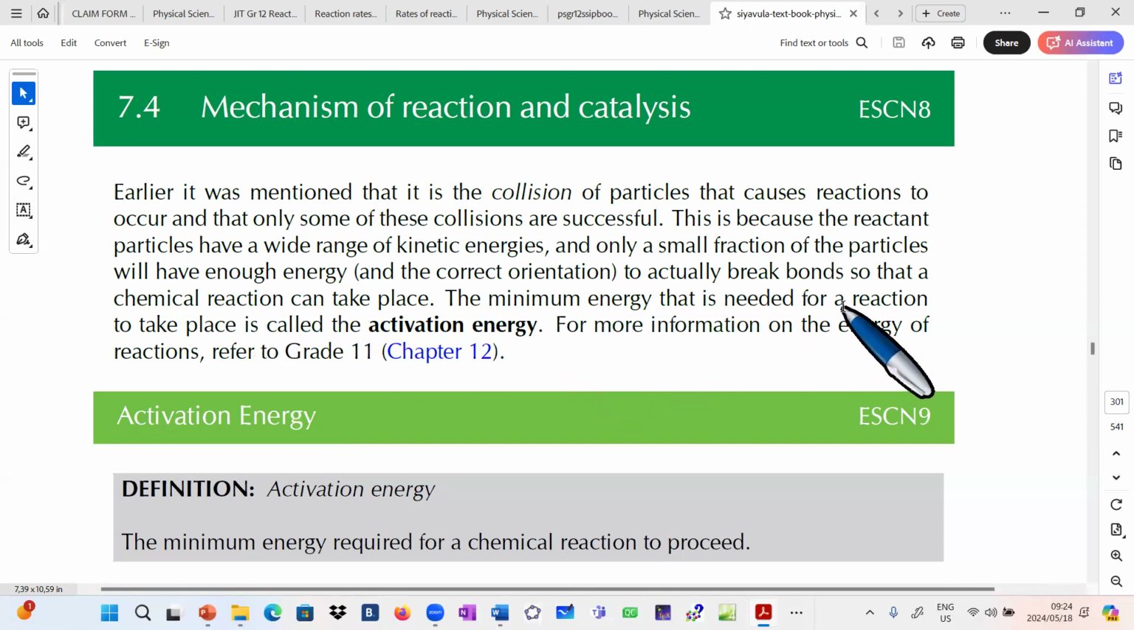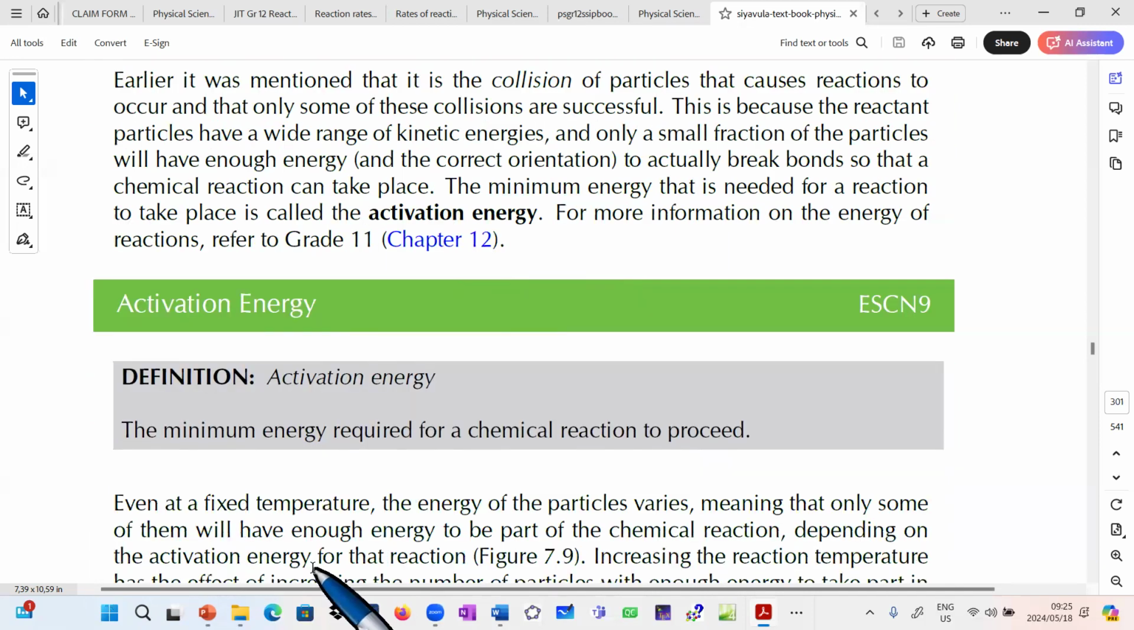The minimum energy that is needed for a reaction to take place is called the activation energy. For more information on the reactions, this is done in grade 11. Okay, let's discuss activation energy. For its definition, activation energy is the minimum energy required for a chemical reaction to proceed.